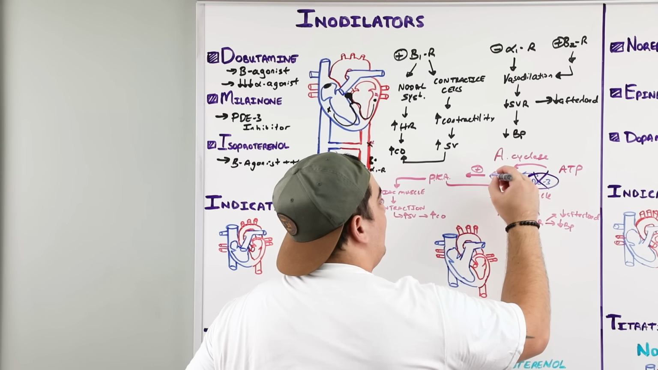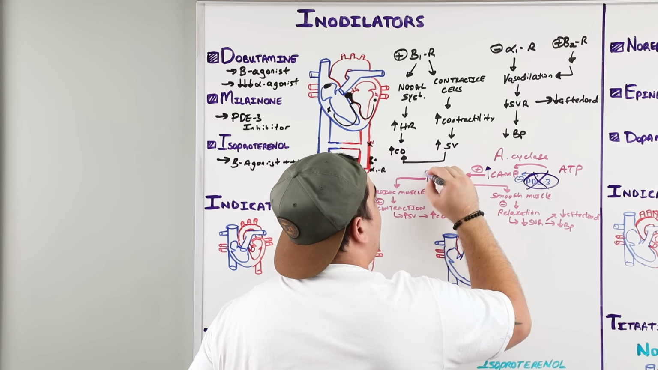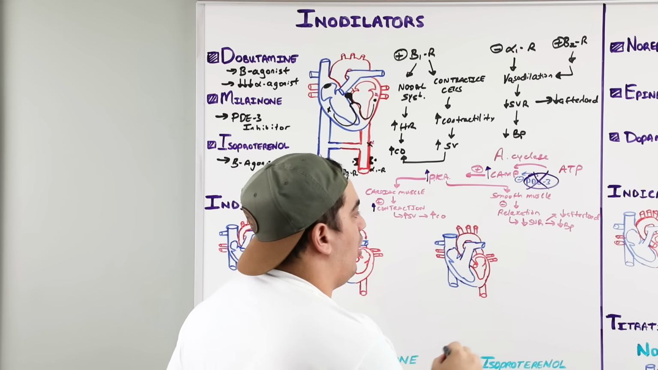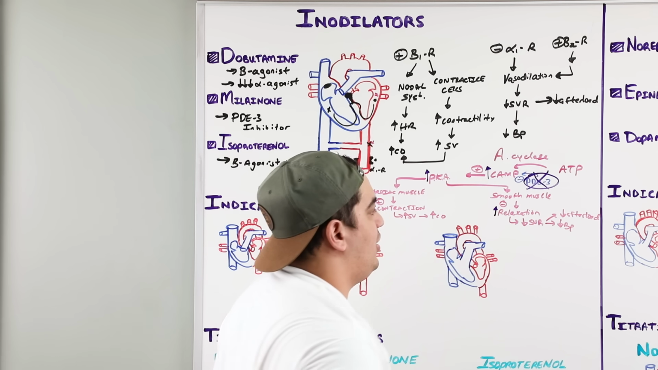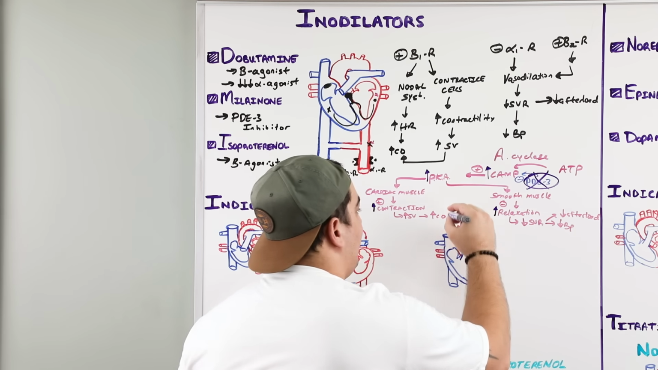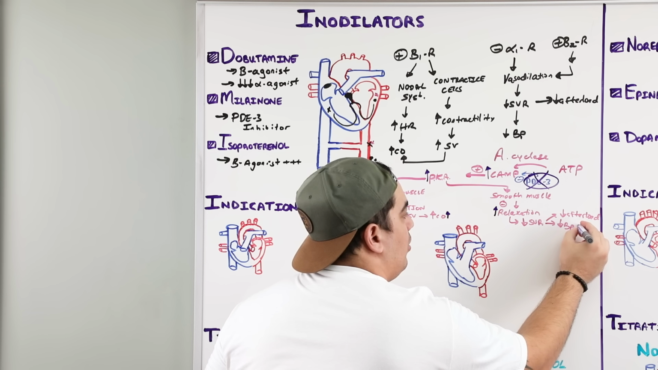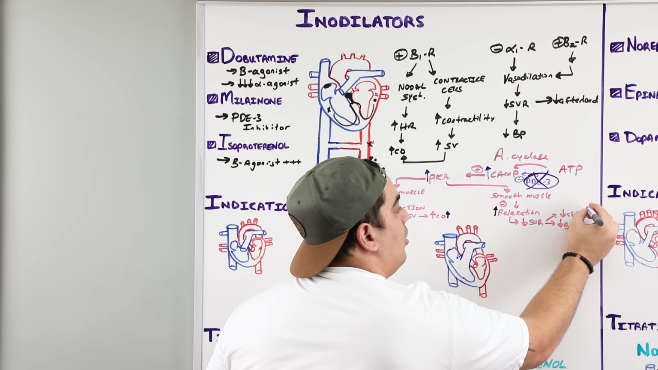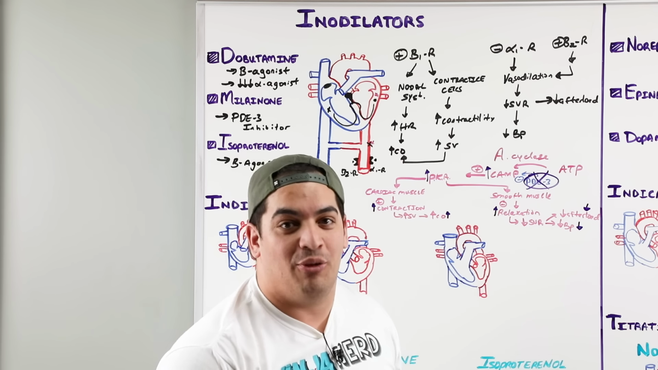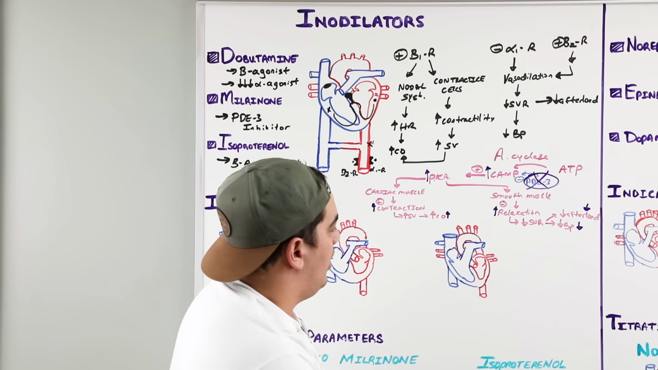Then cyclic AMP levels continue to stay up. Protein kinase A levels continue to stay up. You continue to cause increased contraction in the cardiac muscle and increased relaxation within the smooth muscle. And the overall effect is an increase in cardiac output and an actual lowering of the blood pressure and a lowering of the afterload. Same as you would see with Dobutamine, as we talked about above.